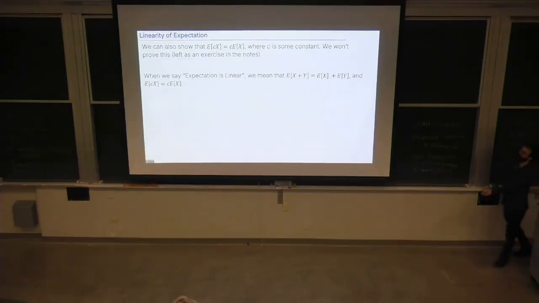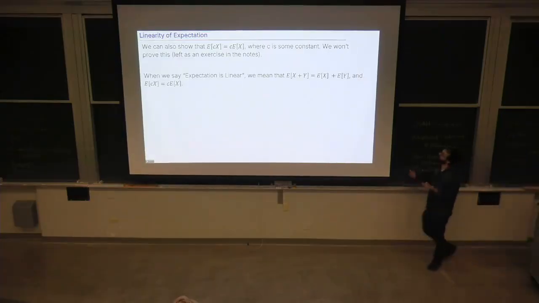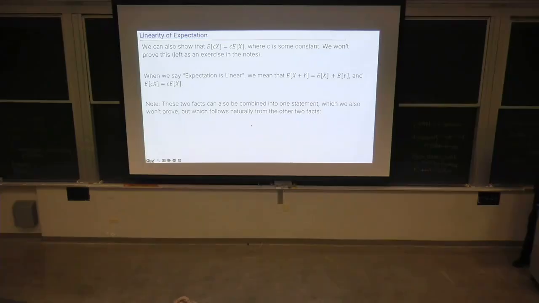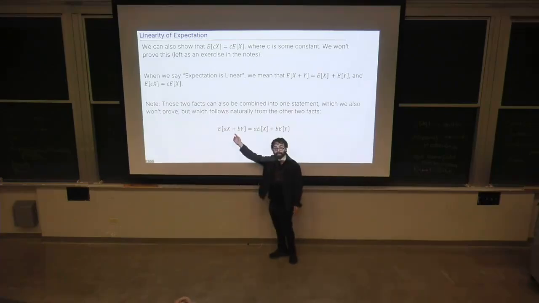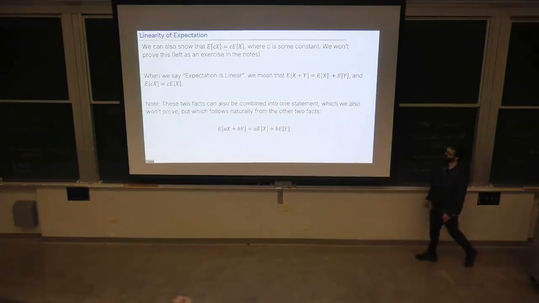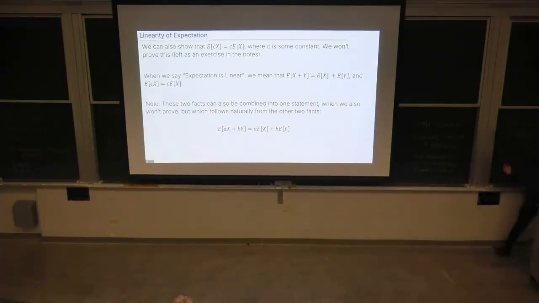And when we say that expectation is linear, or that we have linearity of expectation, we're saying that these 2 properties are true. That we can sum the expectations of 2 random variables to form the expectation of their sum, and also that we can scale up a sum. You can also combine these into a single statement, which is that the expectation of a scaled sum of 2 random variables is a times E[X] plus b times E[Y]. I'm not going to say much about that.